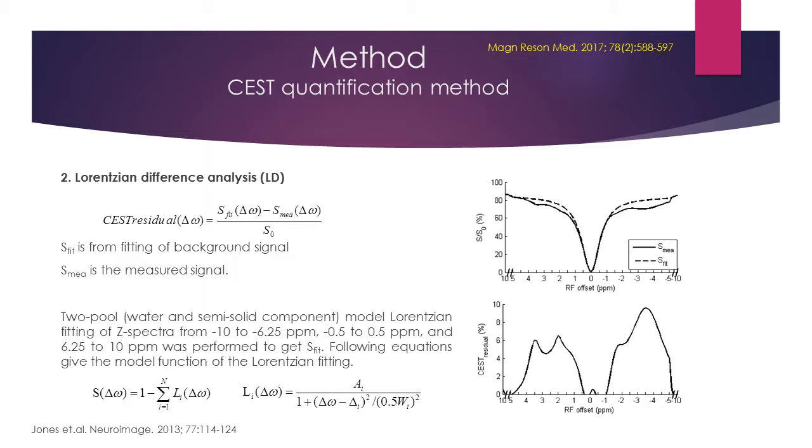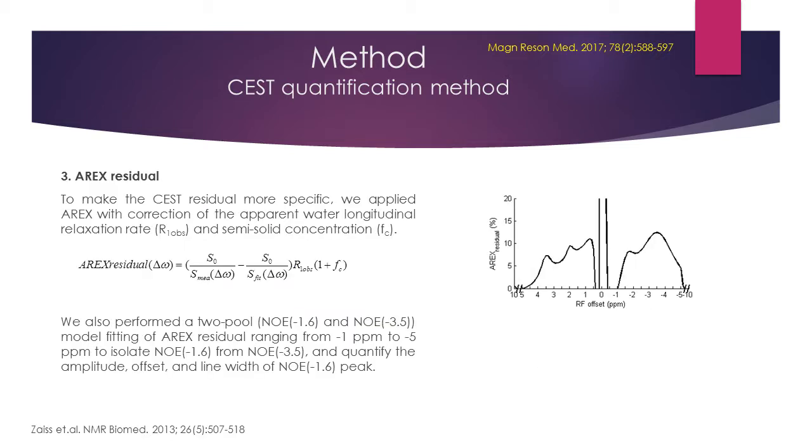To solve the problem of MTR-asym, a Lorentzian difference analysis was developed to remove background signals. The dashed line in the upper figure shows the fitted reference signal. The lower figure shows the CEST ratio spectrum. Note that both downfield CEST and upfield NOE can be shown in the CEST ratio spectra.